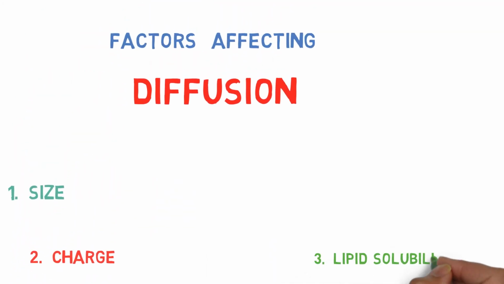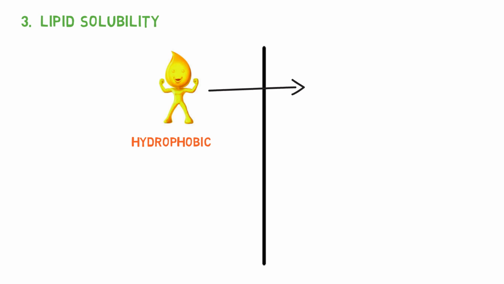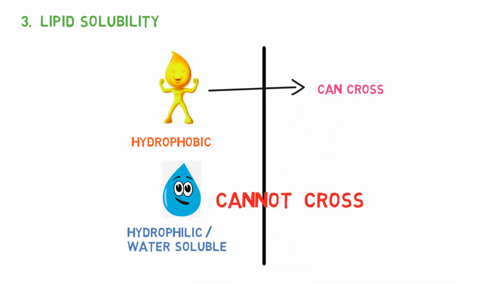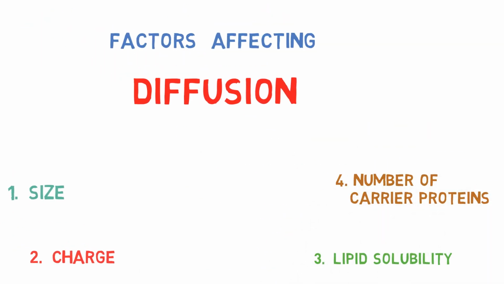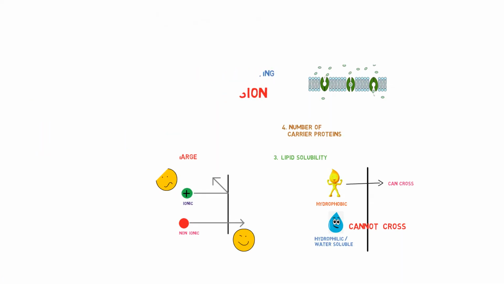Third one, lipid solubility of the particle. If the solute is lipid soluble or hydrophobic, which means afraid of water, it can easily cross the membrane. Fourth one, the number of carrier proteins in the membrane. That's all for diffusion. See you all with the next transport system.